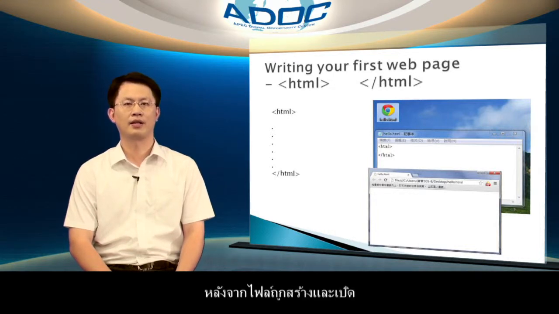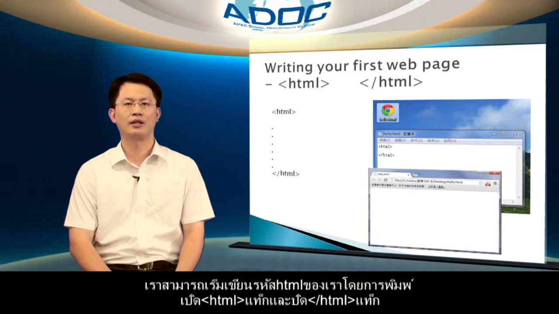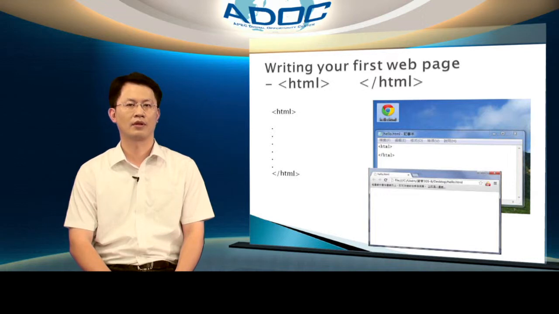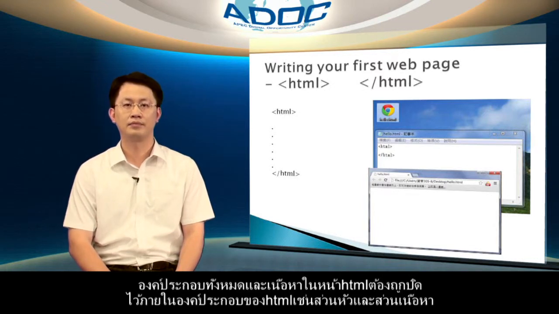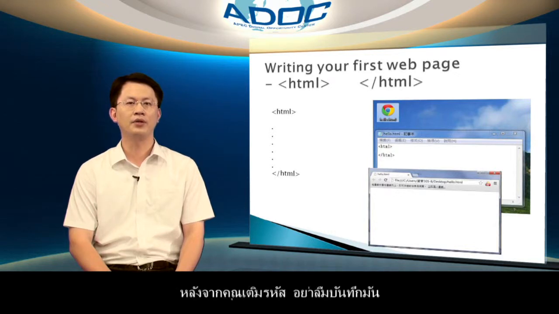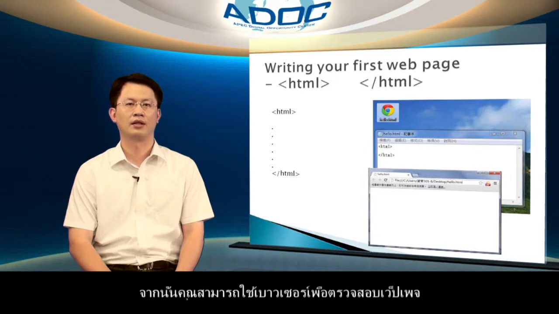After the file is created and opened, we can start writing our HTML code by typing the opening HTML tag and the closing /HTML tag. All elements and tags in an HTML page must be enclosed inside an HTML element, such as head and body. After you enter the code, don't forget to save it. Then you can use the browser to check the web page.